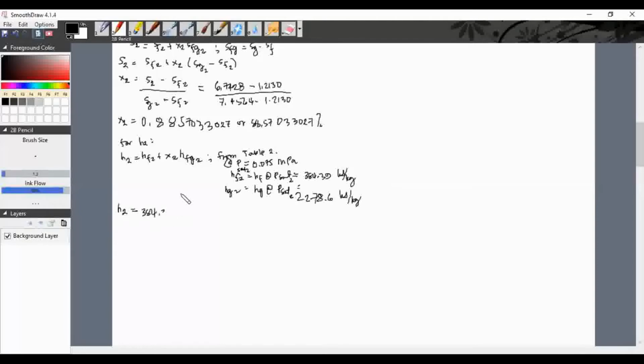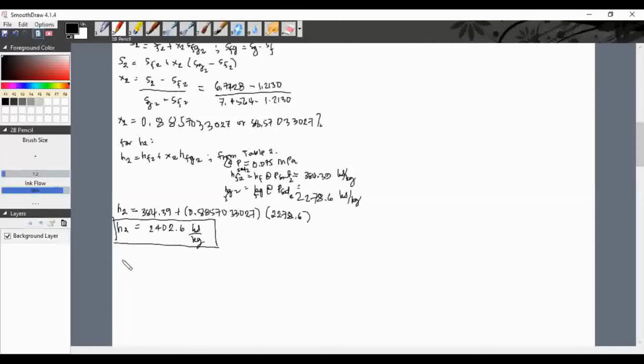So we have H2 is equal to 384.39 plus X2. O ito, na-complete natin kanina, 0.887033027 times HFG. HFG to, hindi pala HG, correction, HFG2. So that is 2278.6. So calculating that, we will be having H2 of 2,402.6 kilojoules per kilogram. So ito yung kailangan natin dyan.